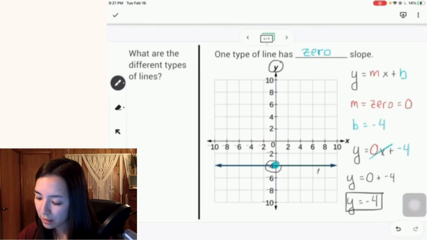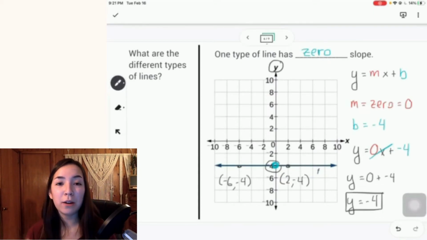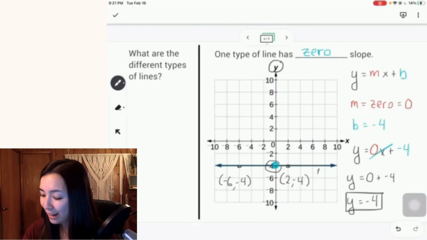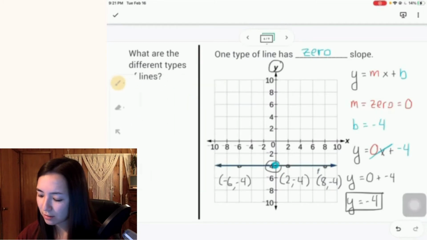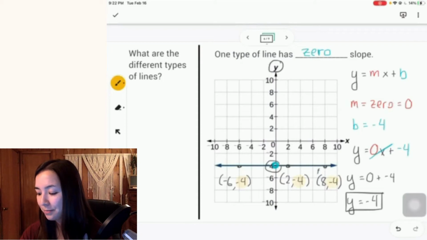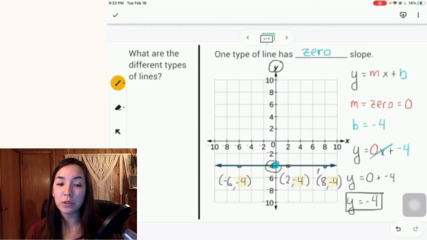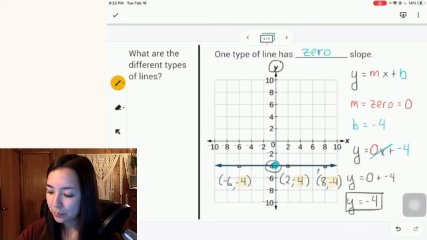No matter what you plug in for x, like 2, your y is -4. Or if you plug in -6, your y is -4. This equation is basically telling you no matter what you put in for x, your y is always going to be -4. It's almost like setting a rule. Whatever you do, y is going to come out -4. So go ahead and pause this, and then we'll draw another example.